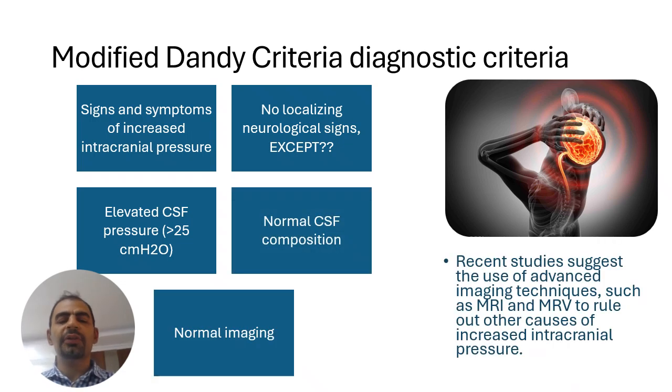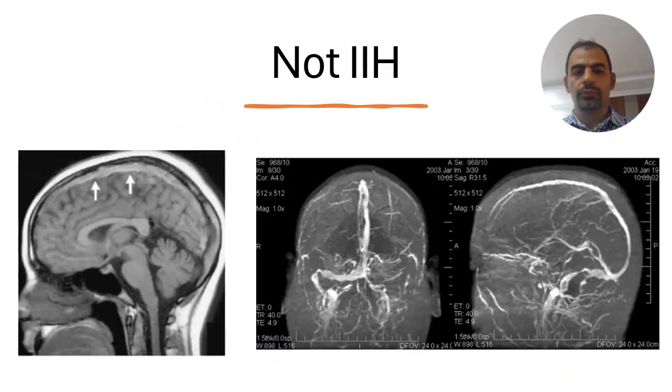In addition, there is normal imaging, and recent studies emphasize the importance of using modern imaging technologies like MRI and MRV for exclusion of secondary causes of raised intracranial pressure. So those cases should not be included as idiopathic intracranial hypertension. This is an MRV of one patient showing a superior sagittal sinus thrombosis, and this is an MRV of another patient showing transverse sinus thrombosis.